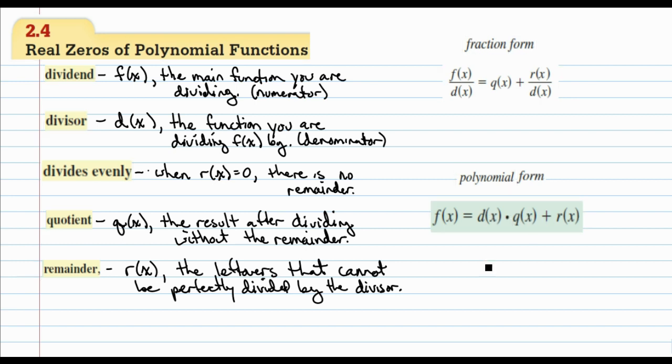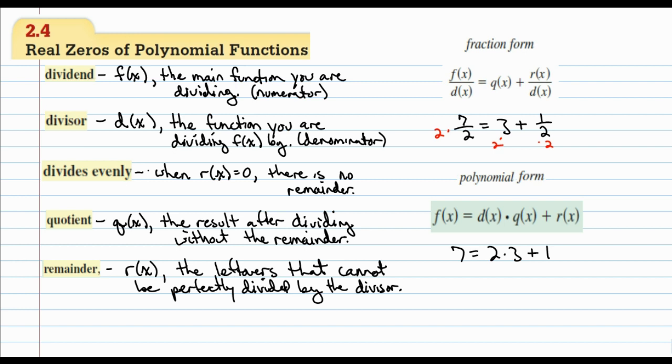So a really quick example of that would be, let's see, 7 divided by 2 equals 3 plus a remainder of 1 that still has to be divided by 2, so 3.5. Now if I take that and I multiply both sides by 2, I get the polynomial form. 7 equals, let's see, that would be 2 times 3 plus 1, the remainder. So the function, the divisor, the quotient, the remainder.